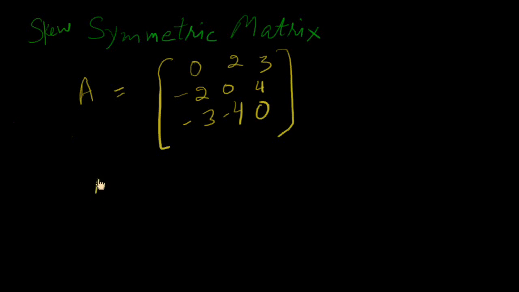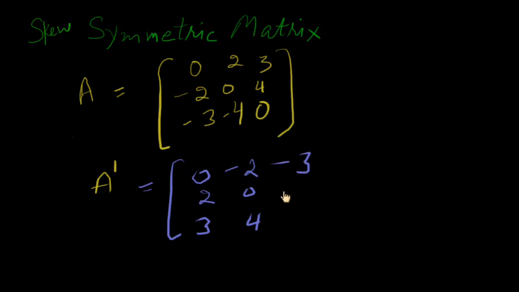Suppose we calculate its transpose. A's transpose is equal to 0, this row we are converting into column, 2, 3. This is a row, minus 2, 0, 4, converting into column. This is the third row, and we are converting it into third column: minus 3, minus 4, 0.